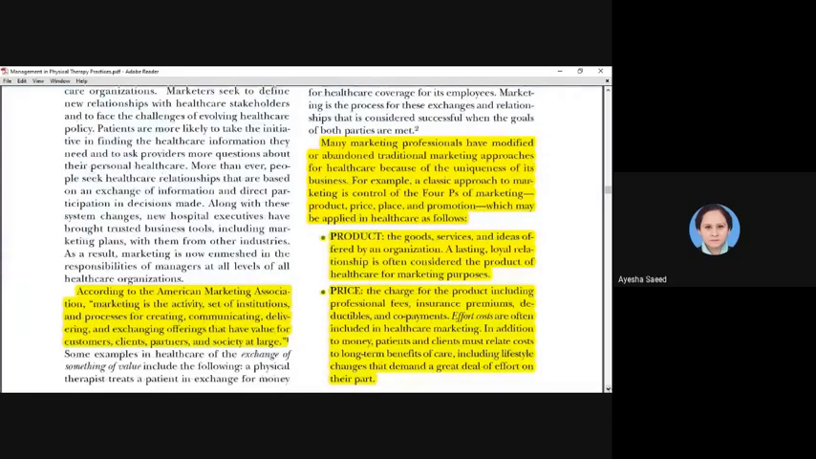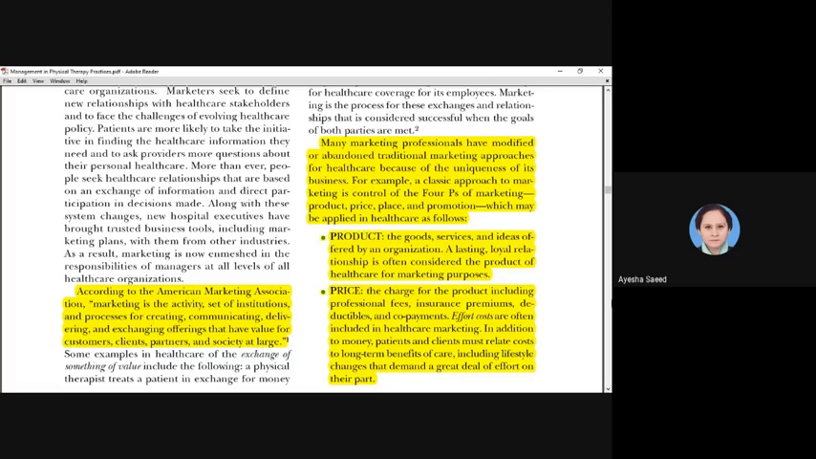According to the American Marketing Association, marketing is the activity or set of institutions and processes for creating, communicating, delivering, and exchanging offerings that have value for customers, clients, partners, and societies at large. So it is about delivering and creating demand for objects or facilities that are of value for the customers.